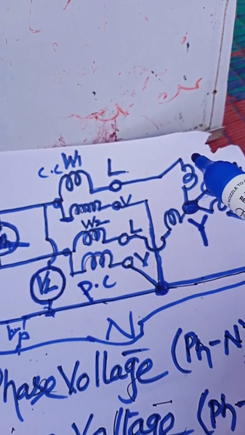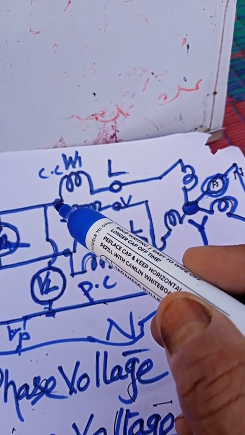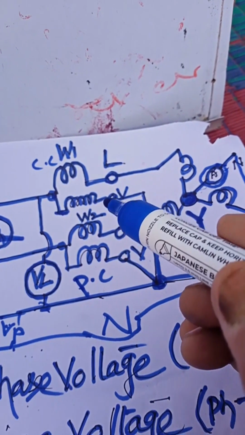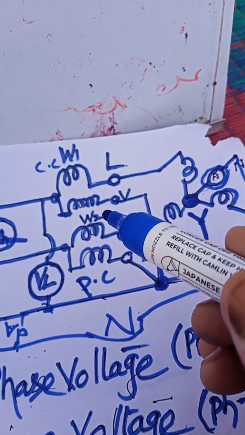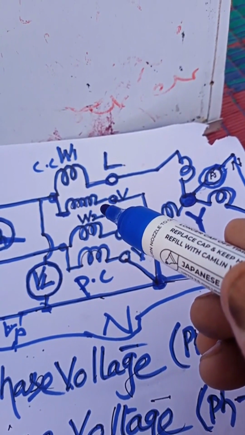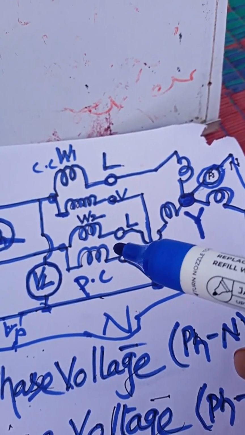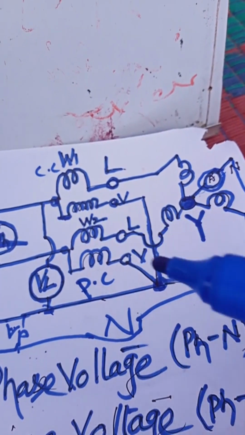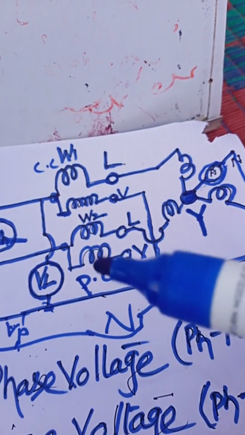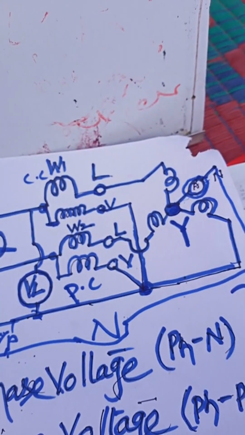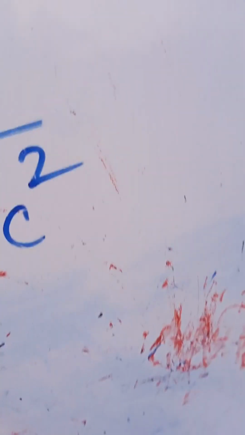The current coil you have to connect with the load, and the pressure coil is connected with the phase and neutral or two phases. If the pressure coil capacity is more than 220 or 300, then the pressure coil should be connected across two phases. That means R phase and B phase, or R phase and Y phase. Okay, this type of connection, this is the connection of the wattmeter. Don't make a mistake.